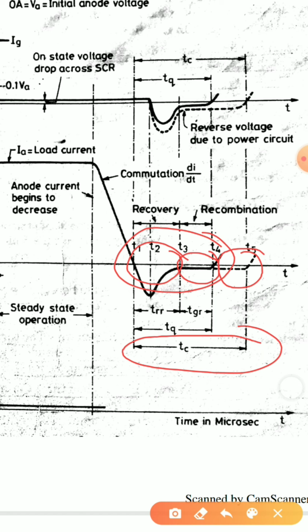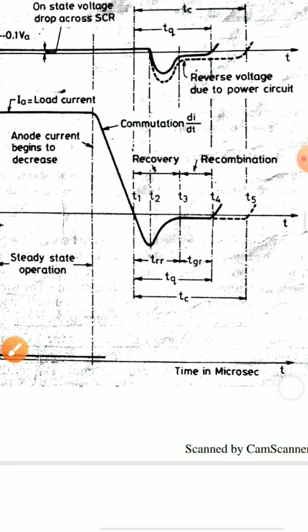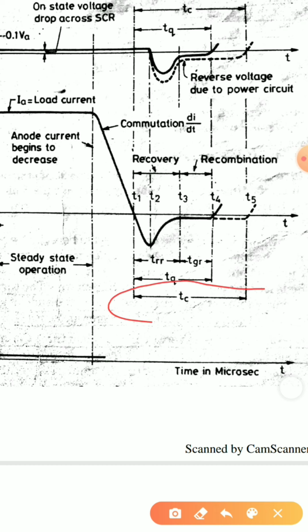Circuit turn off time is calculated for practical circuits. That is, the time from the instant when the anode current reaches 0 to the instant the reverse voltage due to the practical circuit reaches 0. That is, the practical components that are connected will also play some role in the turn off of the SCR. Now if the circuit that is connected also allows the SCR to completely recombine, that is what is shown by TC.